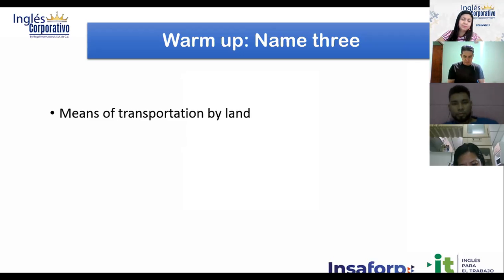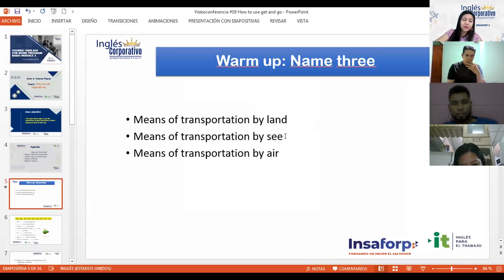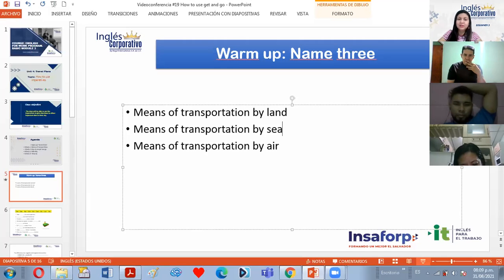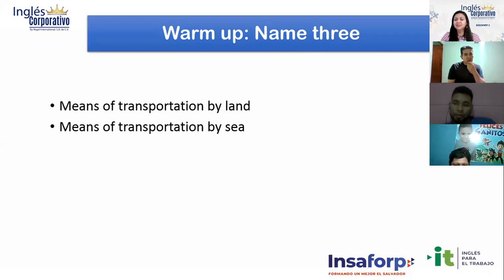Okay, now name three means of transportation by sea. By sea, or ocean, water. Name three means of transportation by sea. The ocean. A jet. Boat. Water. Okay. Jet. Boat. The boat, ship. Canoe, teacher. Okay, kayak also.